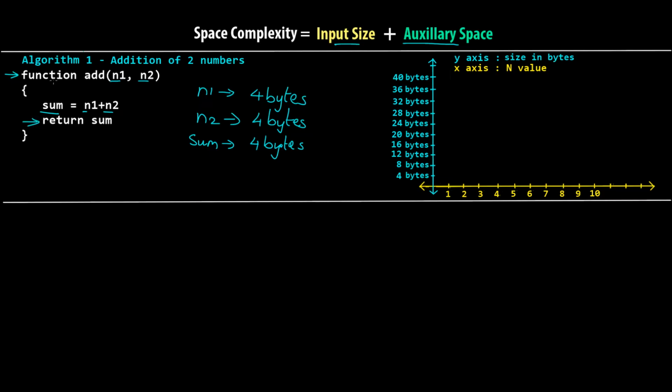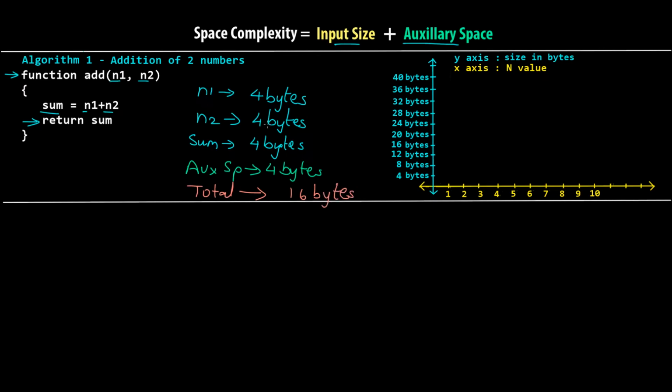Let's assume that it is going to take some constant space only, because obviously we are not increasing the number of statements. These statements are going to be as they are. So let's assume that the auxiliary space, AUXSP, is 4 bytes. If you do the estimated total, now obviously this is the estimated total, not the actual total, it is going to be 4 plus 4 plus 4 plus 4, which is 16 bytes.